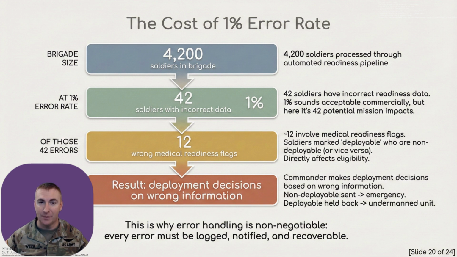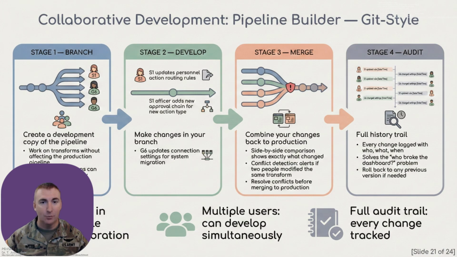So how do you keep pipelines from breaking when multiple people edit them? Monday morning, the dashboard is broken. Who changed what? Pipeline Builder solves this with git-style collaboration. Branch. Create a development copy. Develop. Make changes without touching production. Merge. Compare every change side by side with automatic conflict detection. Audit. Every modification logged with who, what, and when. The who broke the dashboard problem is solved permanently.